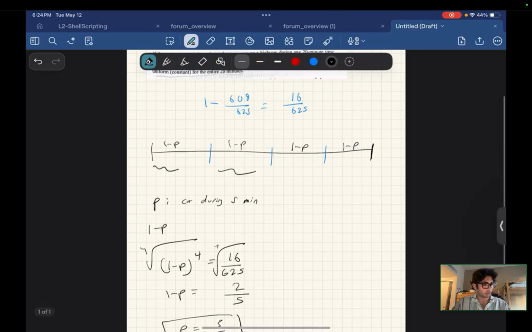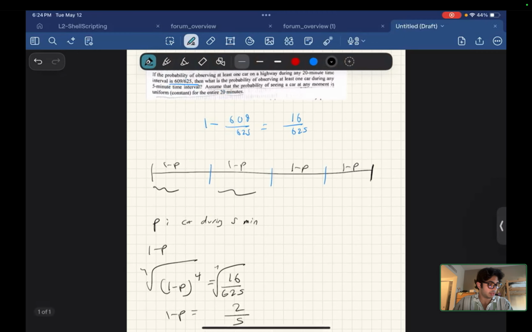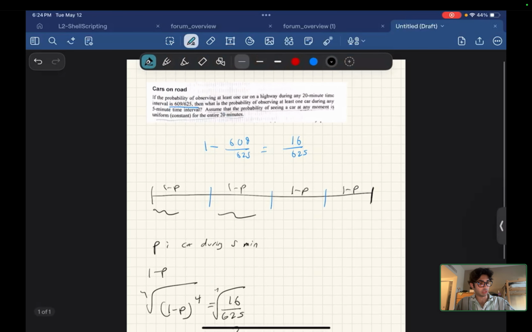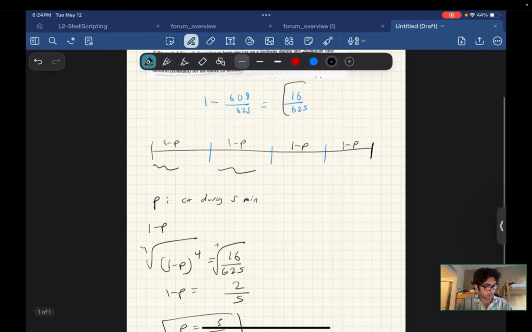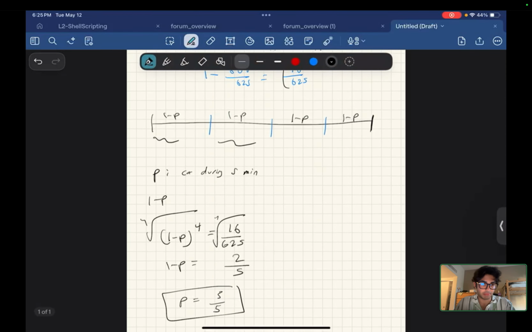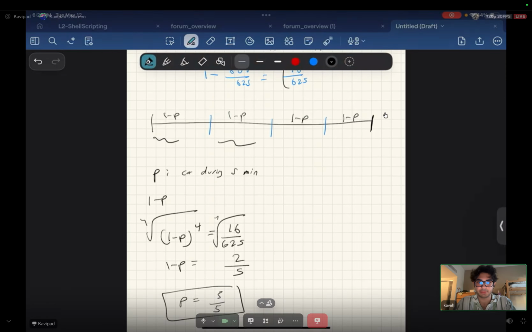So again, we broke it up into 4 portions. Not seeing a car in any one of those 4 portions is 1 minus P. Not seeing it in all 4 portions is (1 minus P) to the power of 4, which is the same as not seeing a car in the whole 20 minutes, which we had the number for here. And 1 minus that was this. Make them equal to each other, and you can get the answer by solving for P. And that's the answer. That's all.